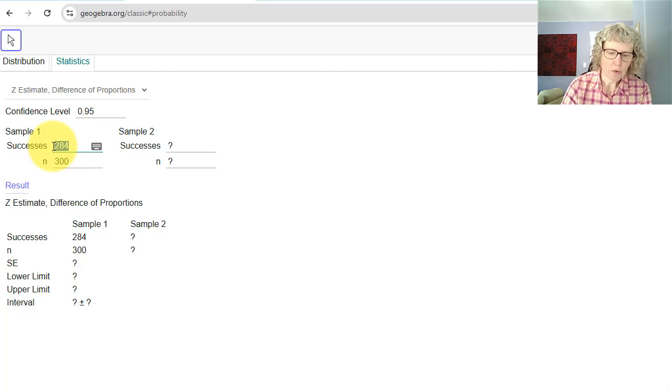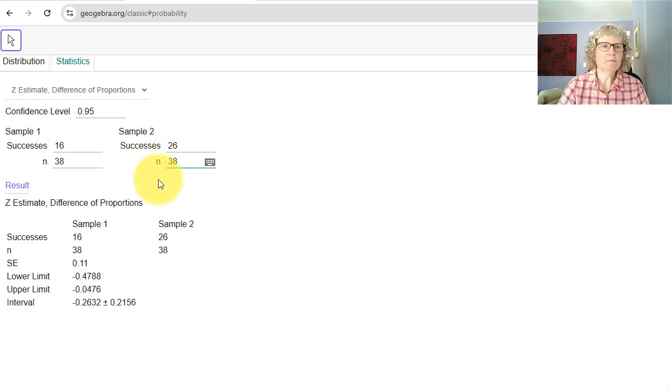Okay, so we've got 26, I'm going to keep the same order I just did, out of 38. Sorry, that would be 16. I was looking at the way we did it before. 16 out of 38, 26 out of 38 is the second one. And you can tell by the way if it comes up positive or negative. So the difference came out negative, plus or minus 0.2156.